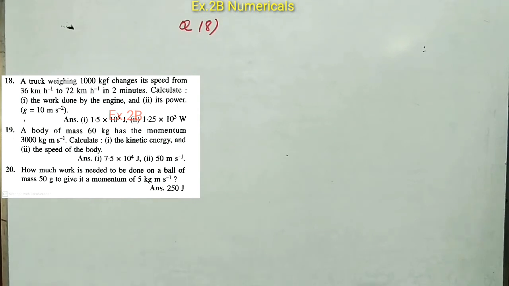Let's read the question. A truck weighing 1000 kilogram force changes its speed from 36 km per hour to 72 km per hour in 2 minutes. Calculate first the work done by the engine, second its power. g is equal to 10 meter per second square. Clear? So this problem is based on work energy theorem, right?